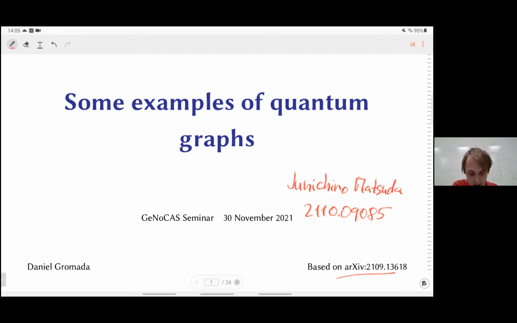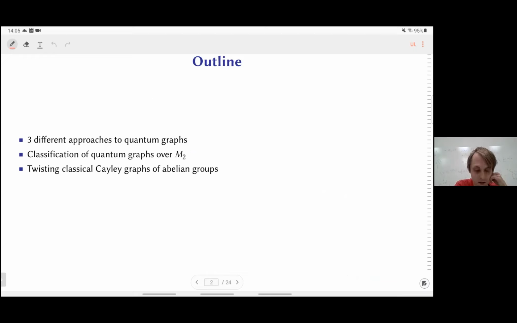Okay, so the outline for my talk is the following. It somehow also is the content of the article. First of all, I'll speak about some different approaches to how to define quantum graphs. Then I will show you how quantum graphs can be classified, in particular the classification over the algebra of 2 by 2 matrices. And then I will also talk about some twisting of Cayley graphs of abelian groups.